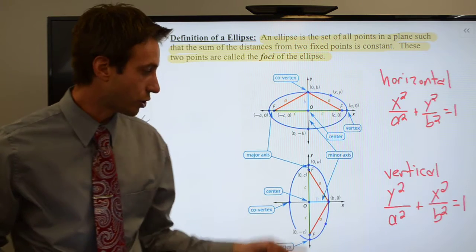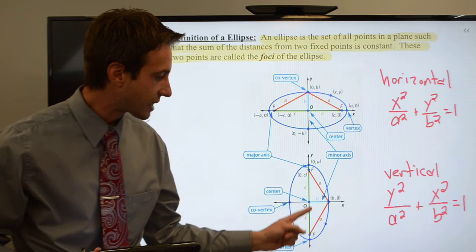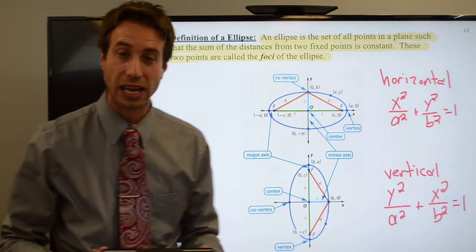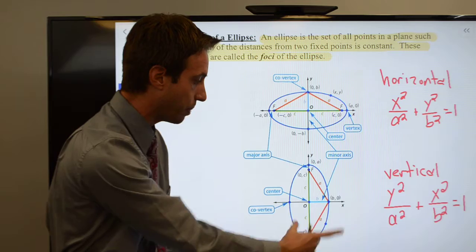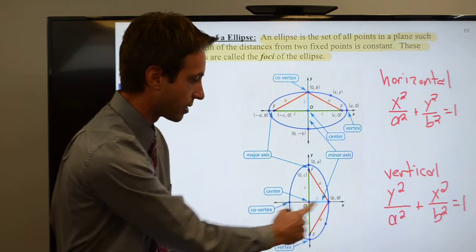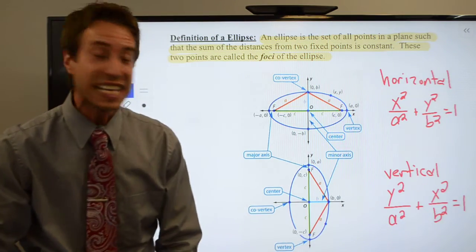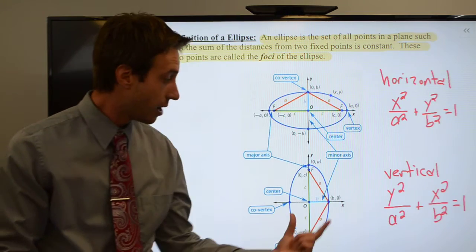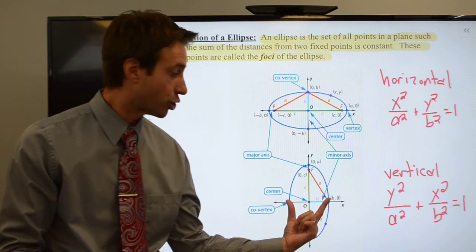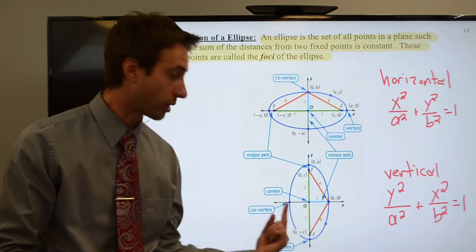But then it switches. Right down here, the long axis is oriented horizontally, but the long axis is still the bigger number. This distance is bigger than this distance, the minor axis. So the reason it isn't y squared over b squared is because b is the short axis. But the short axis is now horizontal.